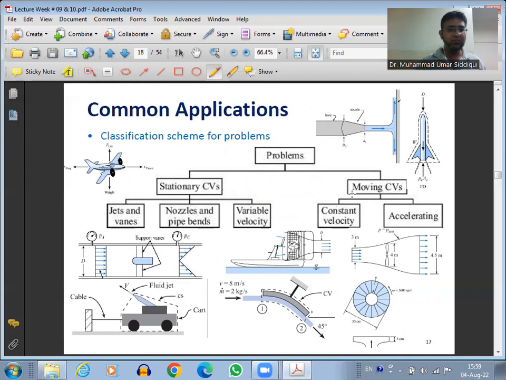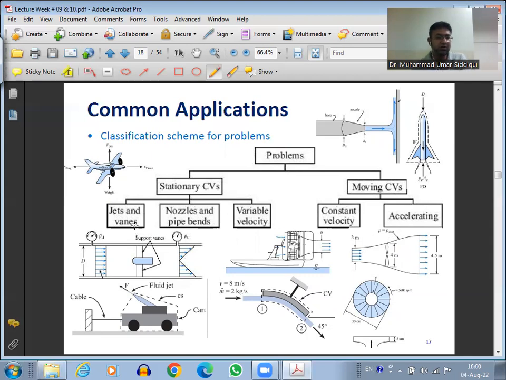We can have different problems for different applications. We can have problems with stationary control volumes and problems with moving control volumes. For stationary control volumes, it could be the problem of jets and vanes, then nozzles and pipe bends, then variable velocities. For moving control volumes, it could be constant velocity problems and accelerating problems. So there are different applications.